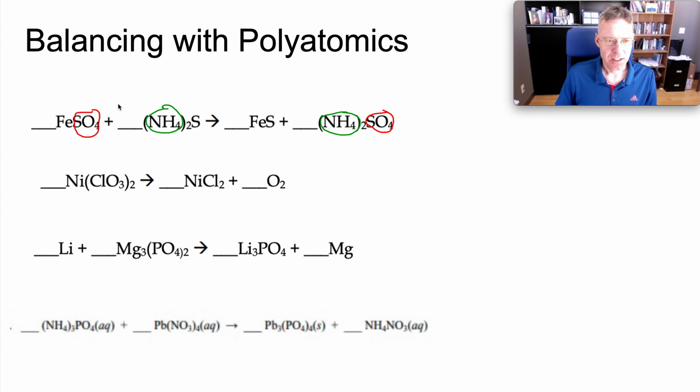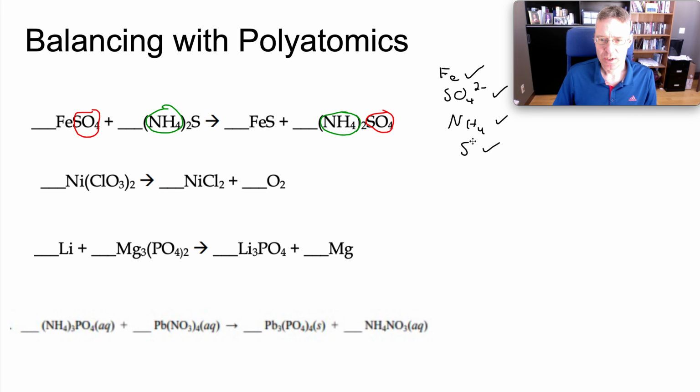Iron, we have 1 Fe on this side and 1 Fe on that side, so our iron is balanced. Sulfate, we have 1 red circle here. We have 1 red circle there. Our sulfate is balanced. Next, I move on to the ammonium. My green circles, I have 2 green circles here and 2 green circles here. So the ammonium is balanced. The N's and the H's from ammonium are balanced. Last, we have 1 sulfur and 1 sulfur.